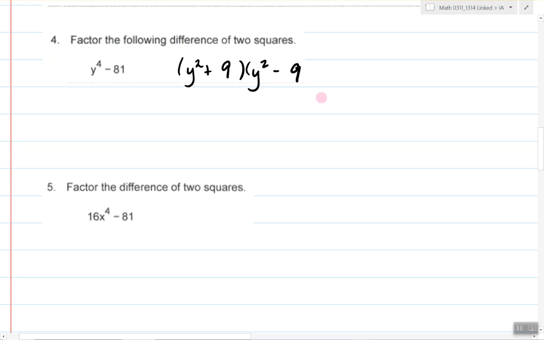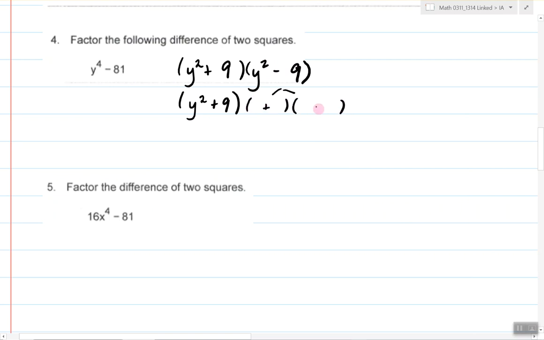In our previous problem, we were finished, but in this problem, we're not. Here's the reason. The first factor is finished, y squared plus 9. Those are squares, but that's a plus, and we can't factor it if it's a plus. But this one, these are still squares, but it's still a minus. So this can factor again.